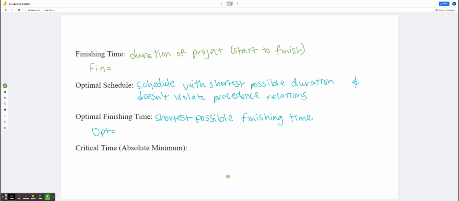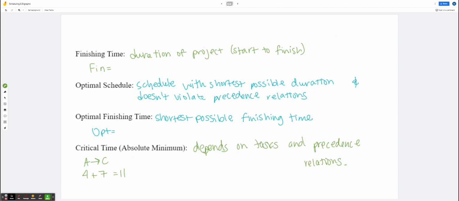The last thing I want to talk about here is critical time. This is the absolute minimum. So if we look at our one precedence relation, which was that A has to be done before C starts. A takes 4 hours. C takes 7 hours. So we know that at a minimum, it's going to take 11 hours to finish these tasks. So the critical time depends on the tasks that have to be completed and the precedence relations. And it is the absolute shortest possible time that you can finish these tasks in.